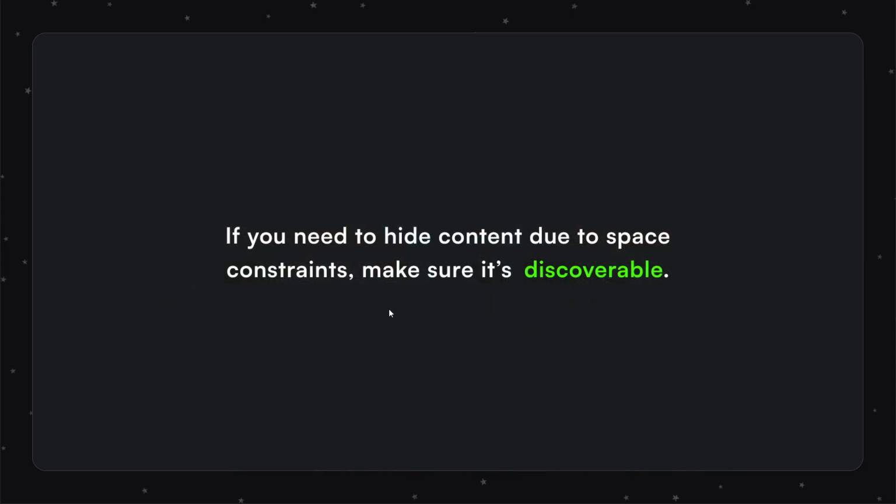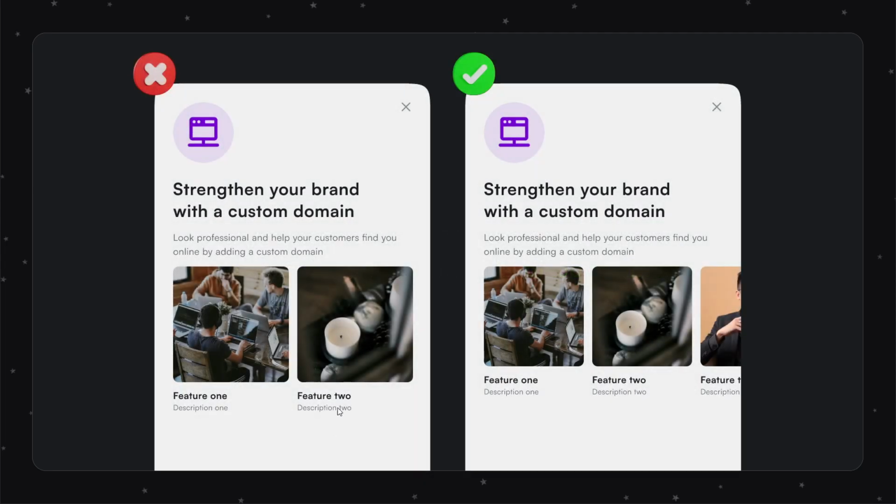Yun nga, if you need to hide content due to space constraints, of course, make sure it's discoverable. For example, we have this type of content. We know that it's a carousel. Marami ito. Of course, if dalawa lang siya, okay na to. But if you know that there is content here, it's not practical to do this design, yung nasa left. Kasi users will not know na ma-swipe pala to sa gilid kasi they can't see that functionality.